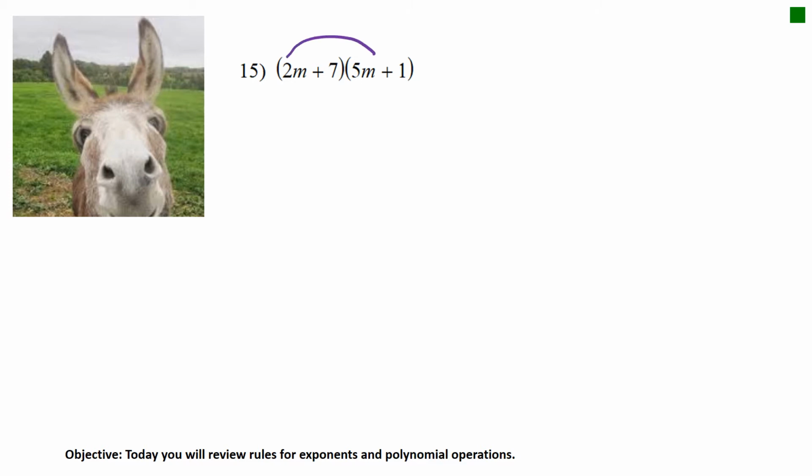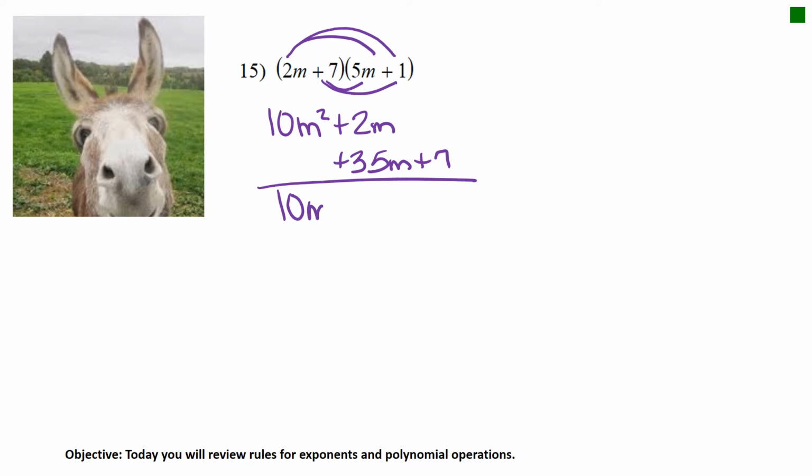2m times 5m, we multiply 2 times 5, we get 10. We got 1m plus 1m, that's 2m's altogether. 2m times 1, 2 times 1 is 2, we've got 1m. 7 times 5 is 35 with 1m, so it goes right here. And 7 times 1 is just 7. Combine like terms, we get 10m squared. 2 plus 35 is 37, that's the m column, plus 7.